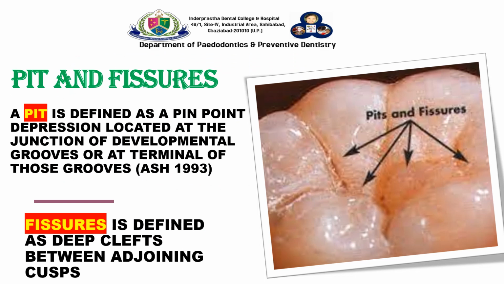Pit and fissure. Pit is defined as a pinpoint depression located at the junction of developmental grooves or at the terminal of those grooves, and fissure is defined as a deep cleft between adjoining cusps. Pit is mostly a point angle and fissure is a line angle.